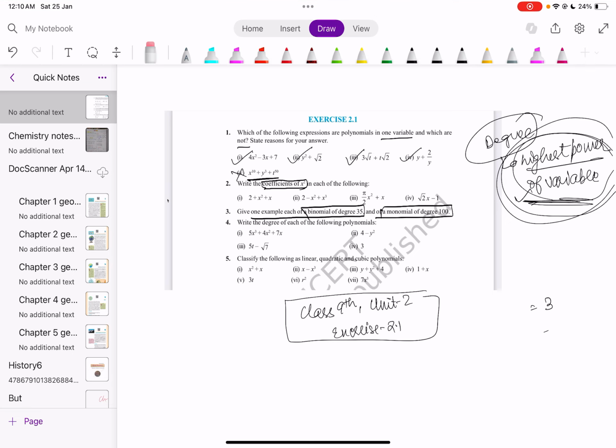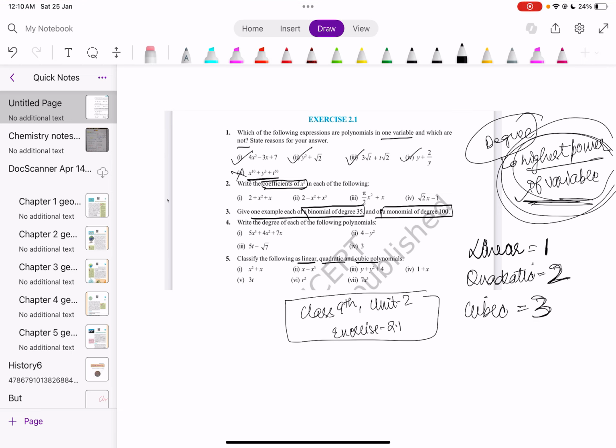Next we need to see whether the following terms are linear, quadratic or cubic. We know the degree. Degree helps us to know whether they are linear, quadratic or cubic. How do we find that out? If degree is 1, it's linear. If degree is 2, it's quadratic. And if degree is 3, it's cubic. As simple as that. Alright.